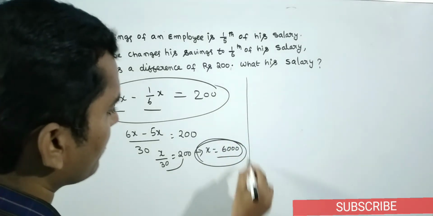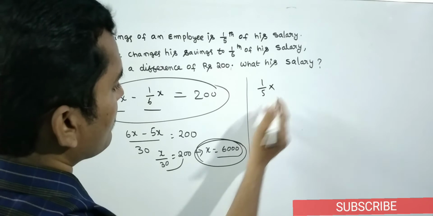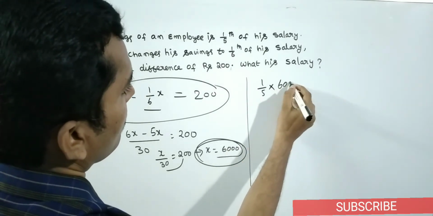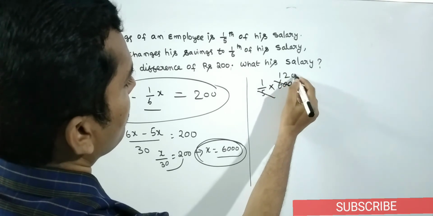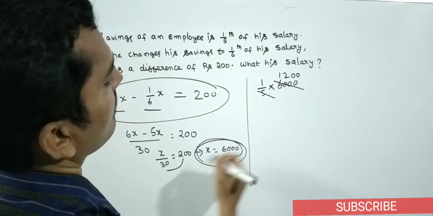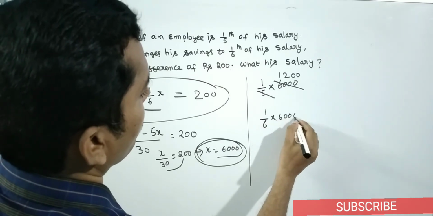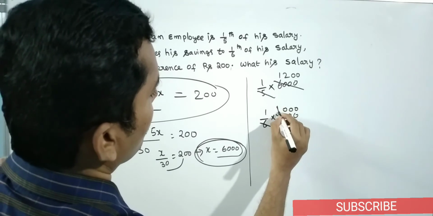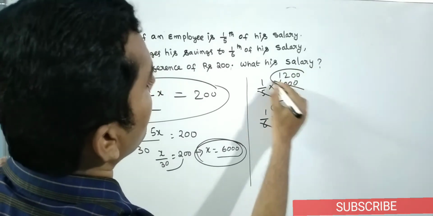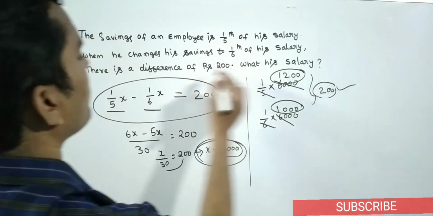See friends, we will check it. What is 1/5 of his salary? Salary is 6000. 5 ones are 5, 5 twos are 10, so 1200. What is 1/6 of his salary? 6 ones are 6, then 000, so 1000. What is the difference? 200. This only he has given here.